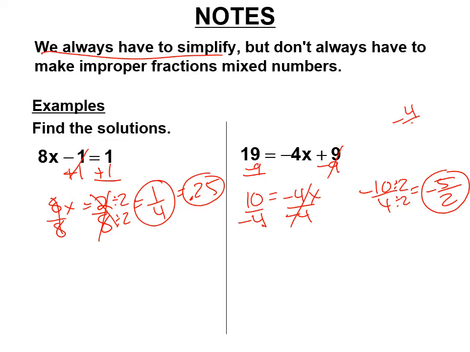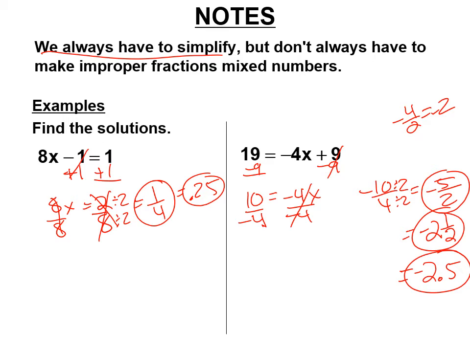Also, if you had -4/2, that'd be -2. -5/2 must be -2 and an extra half. And if it's got a half in there, it must also be -2.5. All of those are correct.